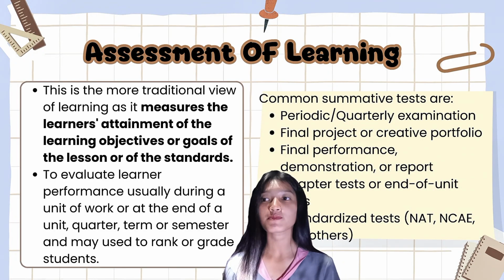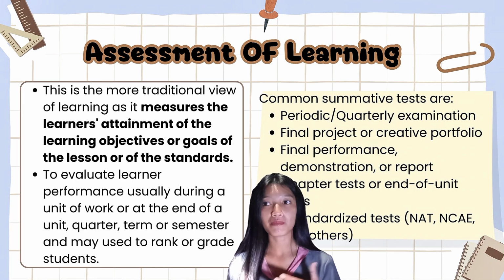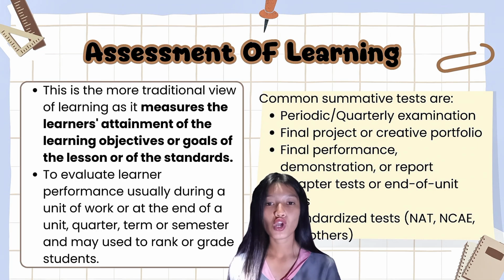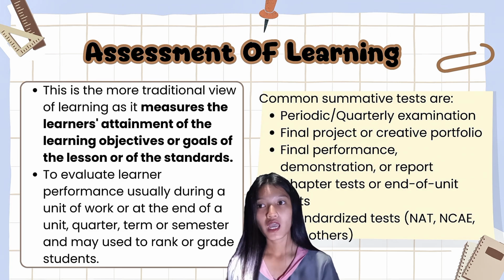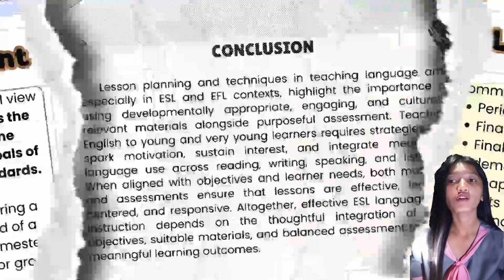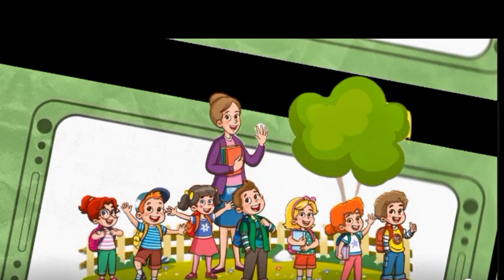Lastly, we have assessment of learning, or what we call summative assessment. Assessment of learning is done after a learning period, such as at the end of a lesson, unit, term, or school year. It measures what students have learned and how well they achieved the learning objectives. It is often formal and graded. Altogether, effective ESL language arts instruction depends on the thoughtful integration of clear objectives, suitable materials, and balanced assessment to foster meaningful learning outcomes. Okay, it's a wrap, class.